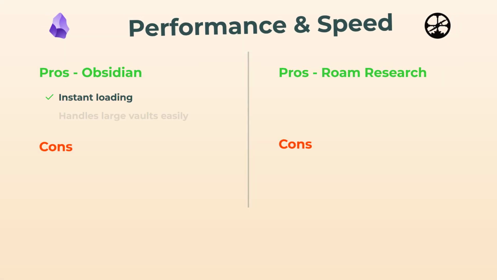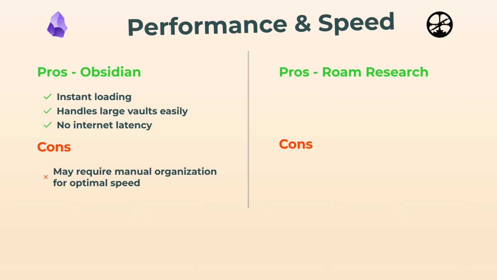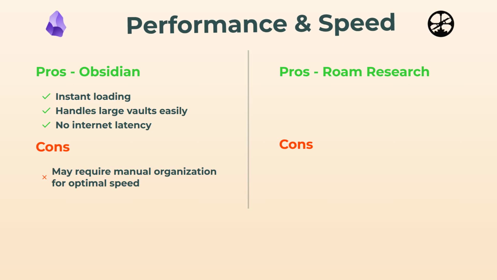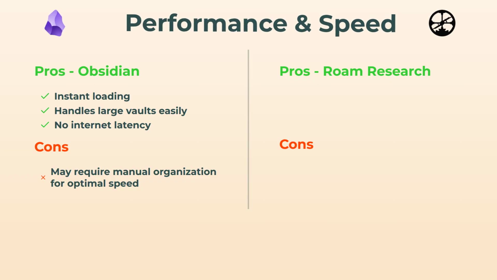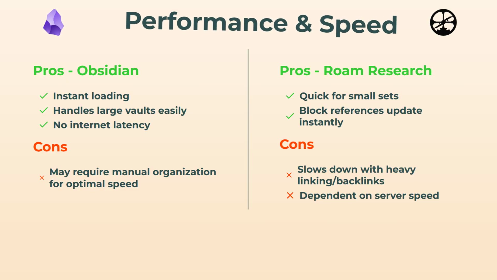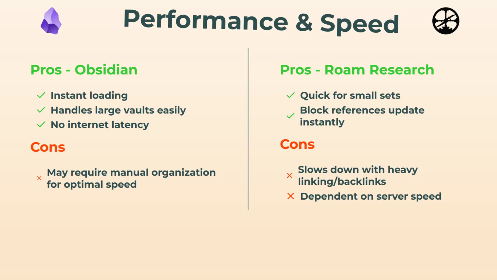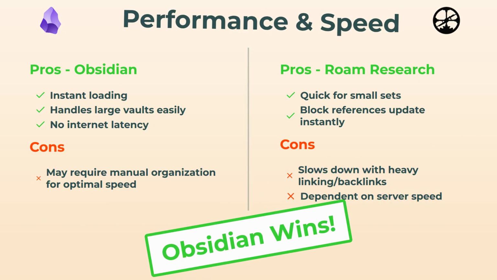Onward. Let's talk about performance and speed. So, with Obsidian, things load instantly. Doesn't matter how massive your vault gets. It just handles it with zero internet lag. Only con is you might need some manual organizing if your setup gets wild, but honestly, it's worth it for speed. Roam's pretty snappy with smaller sets, and block references update super fast. But as you start piling on links and backlinks, things can get sluggish. Plus, you're at the mercy of server speed. So for speed demons, Obsidian takes it.